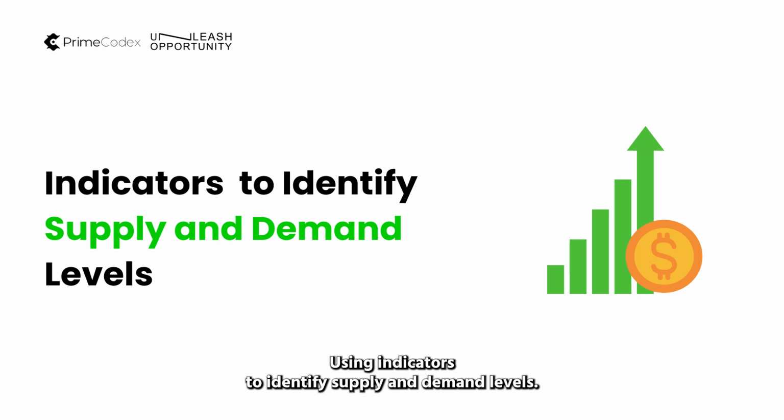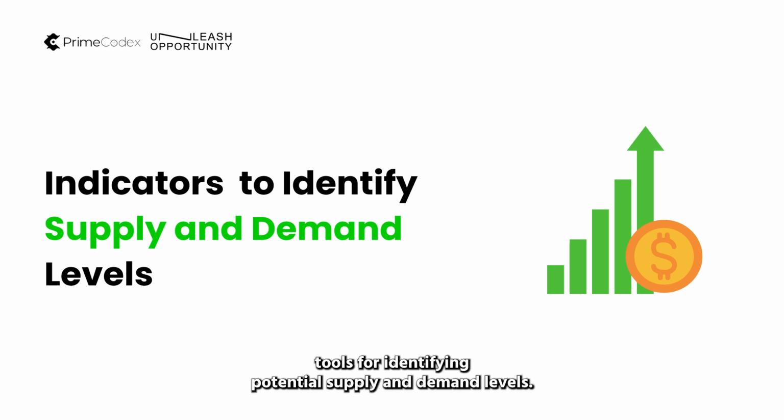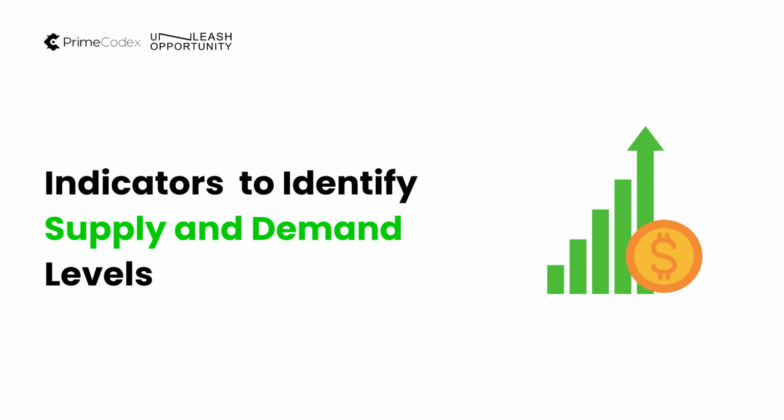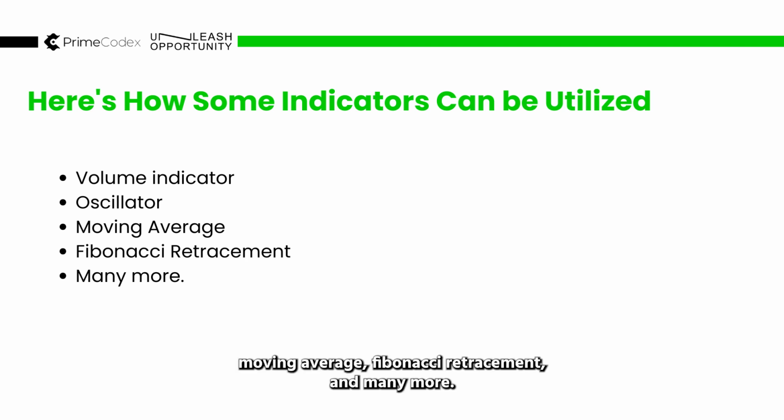Using indicators to identify supply and demand levels: while traditional supply and demand analysis primarily relies on price action and support and resistance zones, indicators can be complementary tools for identifying potential supply and demand levels. Here's how some indicators can be utilized: volume indicator, oscillator, moving average, Fibonacci retracement, and many more.